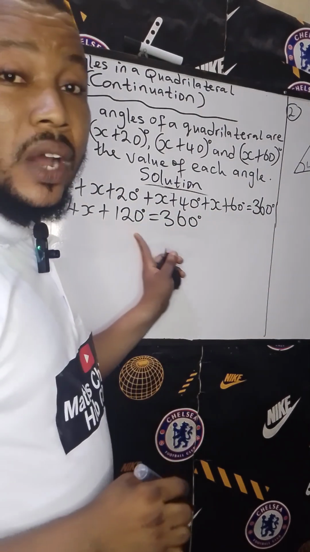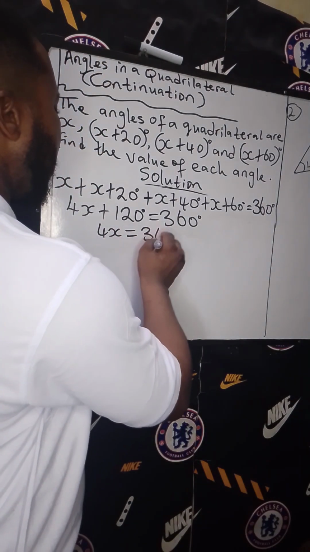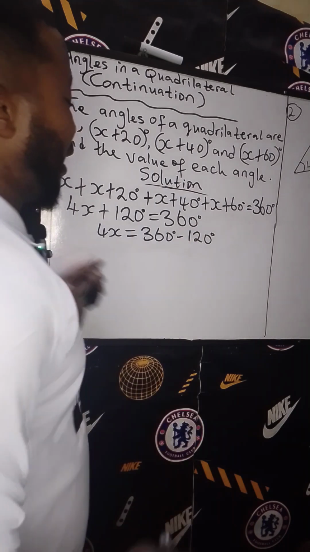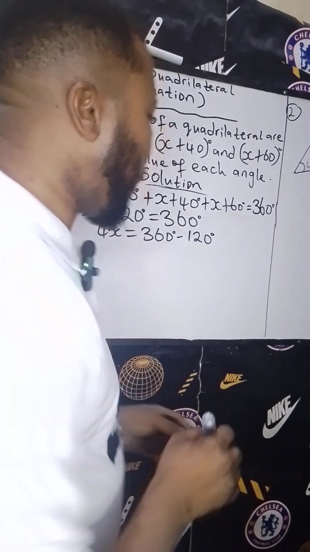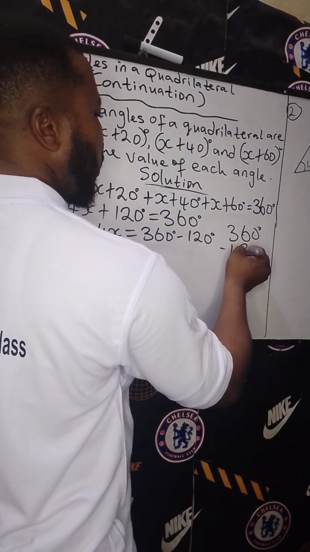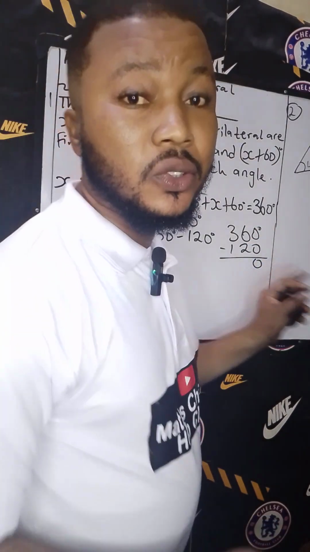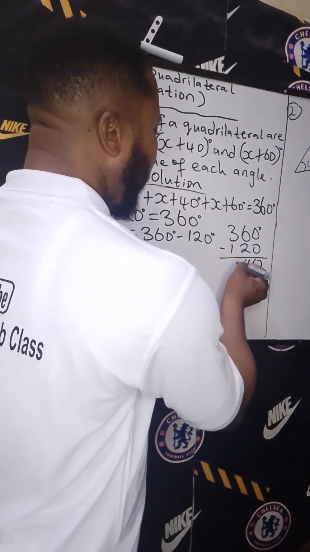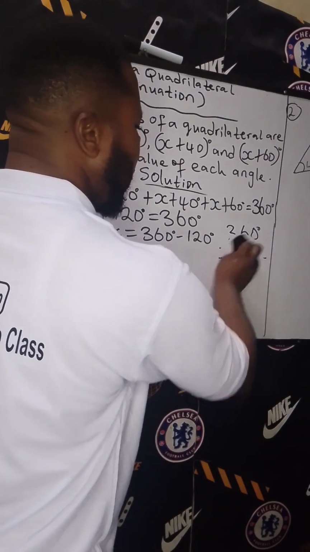So in here we now collect like terms. That becomes 4x is equal to 360 degrees minus 120 degrees. Remember I told you in our class here, we show the workings. We don't use a calculator. So here we have 360 degrees minus 120 degrees. 0 minus 0 gives us 0, 6 minus 2 we have 4, 3 minus 1 we have 2. So this gives us 240 degrees.